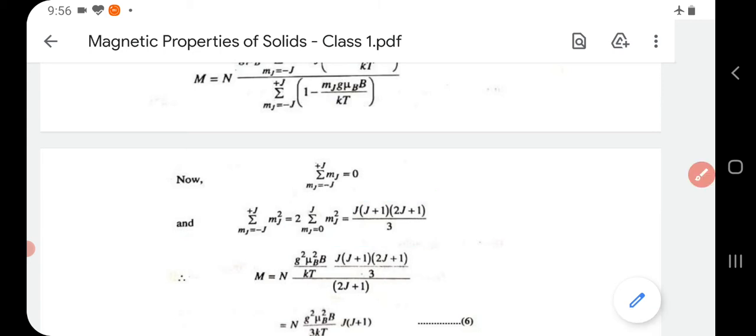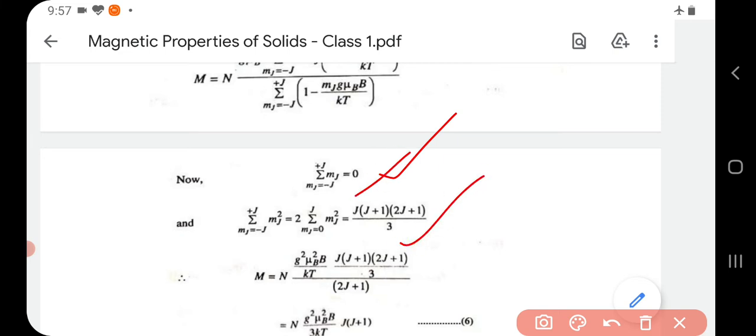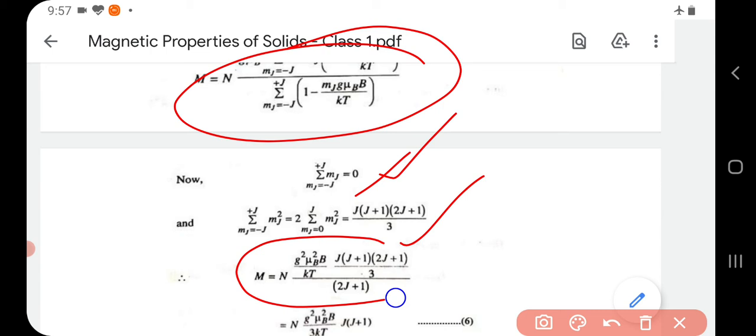Okay, so you are making two assumptions: the summation of mj from minus j to plus j is 0, and the summation of mj square from minus j to plus j is equal to j into j plus 1 into 2j plus 1 by 3. Therefore, applying these two conditions, the above expression for M will now reduce to this.